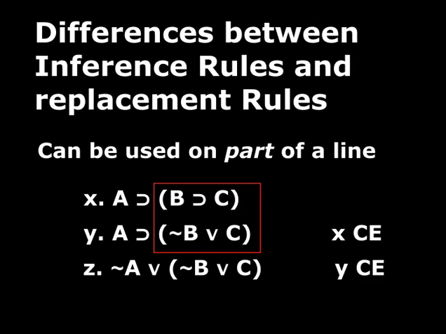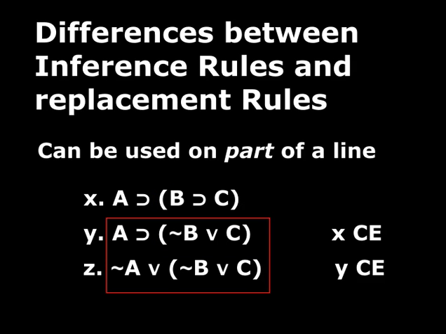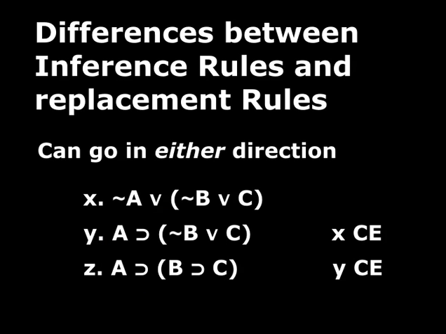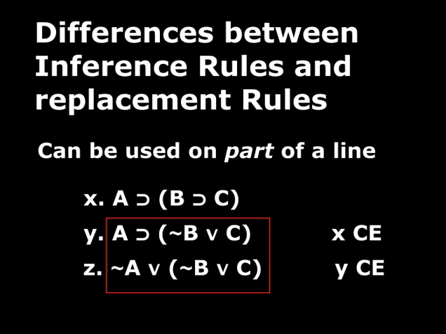Another difference is, so this is just illustrating the fact that I used it on part of a line here, or use it on a whole line, as I did there, either way. Now, the second difference is that they can go in either direction. So the example I just gave, I'll just move back up here, I was turning conditionals into disjunctions. And so in 2 steps, I turned both of these horseshoes into wedges.